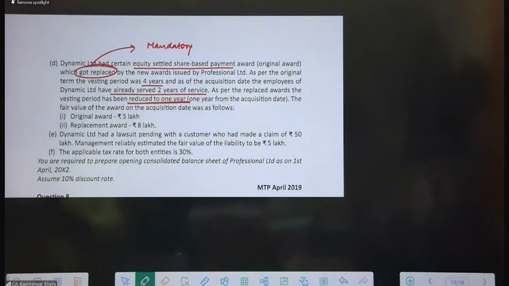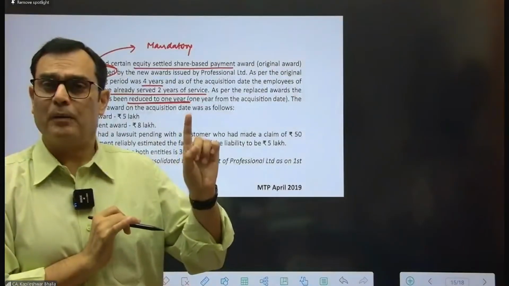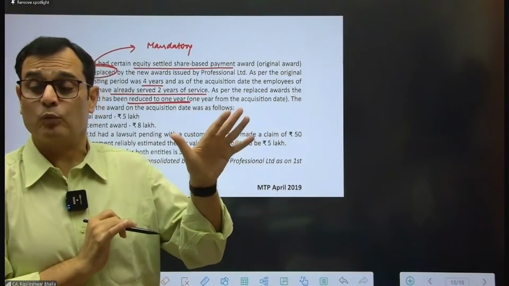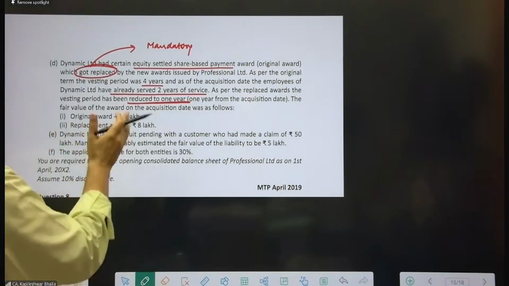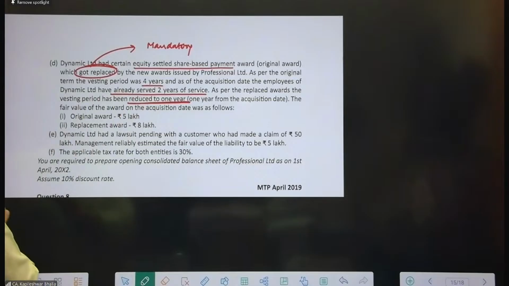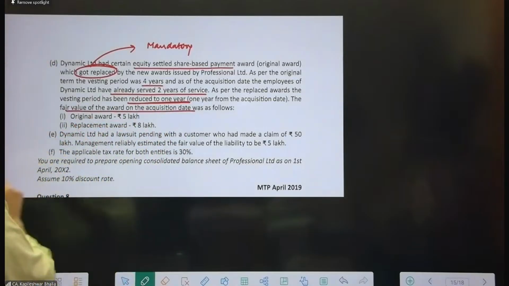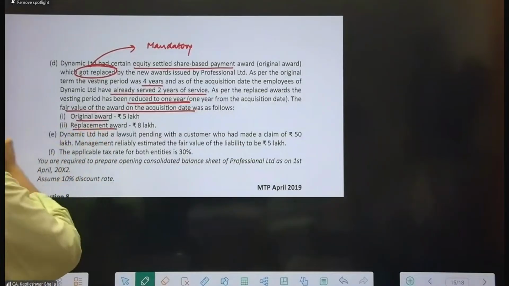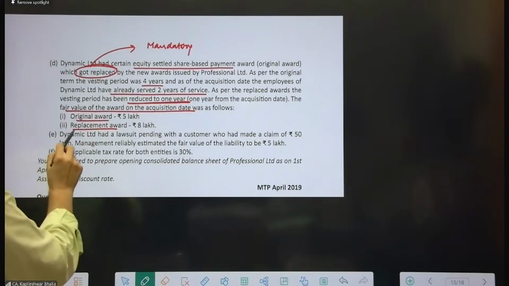So can I say the original vesting period is 4? Would you like to tell me the total vesting period? 2 years have already passed and you're telling them to work for another 1 year. So what is the total vesting period? Can I say 3? 3 years. So we'll consider that's right, 4 or 3, whichever is greater. Then I'm given the fair value of these awards for the original and the replacement awards. This is going to enter in the purchase consideration.